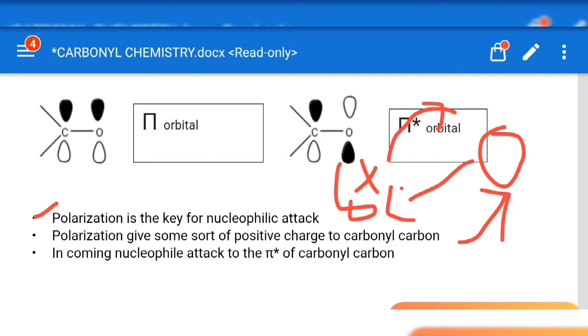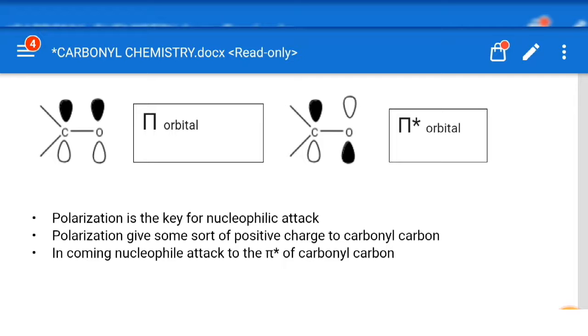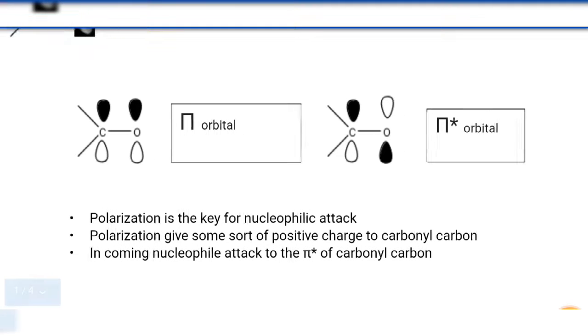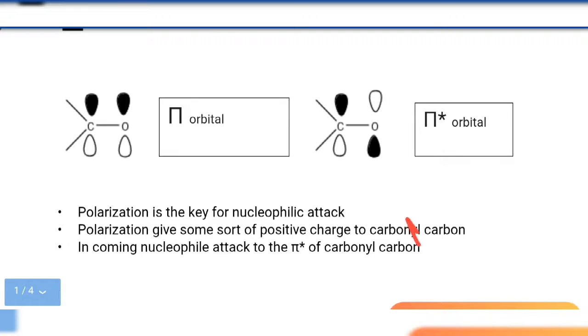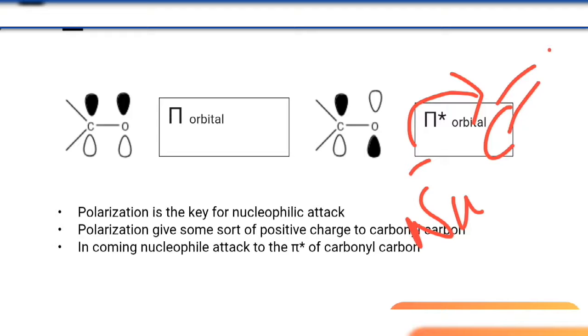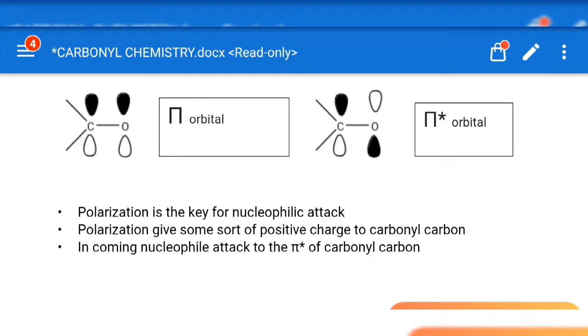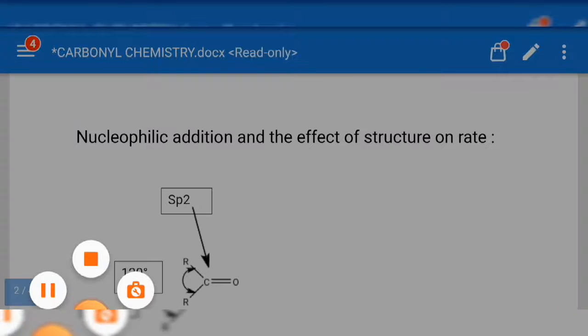As a delta positive charge is generated on the carbon atom, the nucleophile will easily attack the carbonyl carbon. Now where will that nucleophile attack? As the carbonyl compound has a pi star orbital, the nucleophile will attack the vacant pi star orbital of the carbonyl carbon.